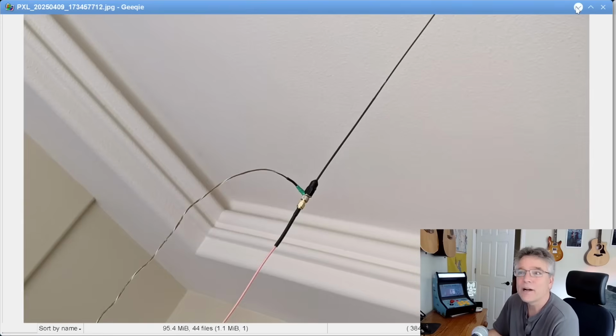Hey guys, thanks for hanging out with me. Let me know if you build a signal skirt or some sort of quarter wave ground plane, or even just a center fed half wave system for your HT when you go on your next hike.